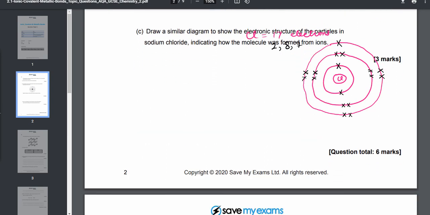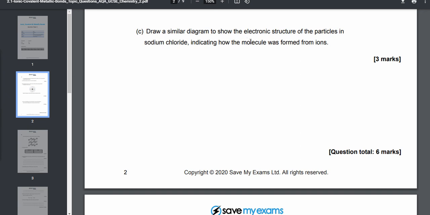Alright, so in this part it says draw a similar diagram to show the electronic structure of the particles in sodium chloride. Indicate how the molecule was formed from the ions. Okay, so we have to draw the diagram for the sodium chloride, and we have to show how the sodium chloride has been formed. So let's draw the structure for the sodium and then for the chlorine, and then over here I'm just gonna make the outermost shell. In fact, let me just make all the shells.